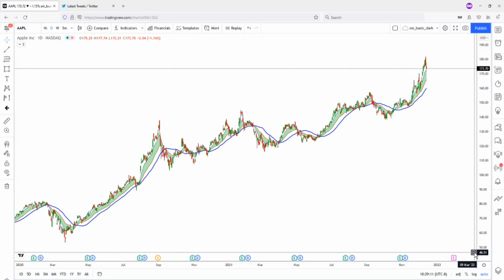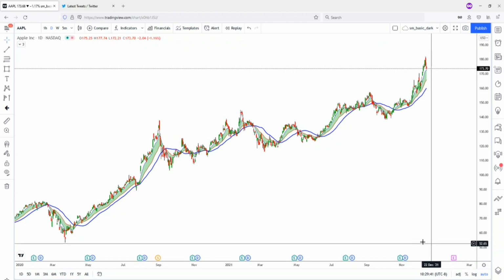In this video, I'd like to show you one of my favorite tools that I use on Tradingview.com. I use it mainly to help me objectively identify support and resistance levels. I'm going to illustrate using Apple.